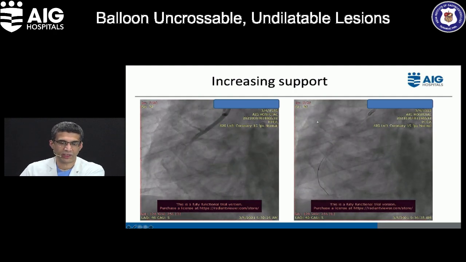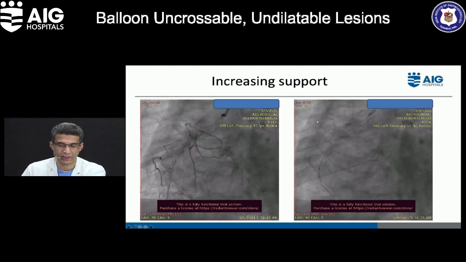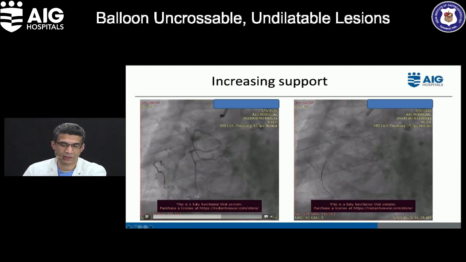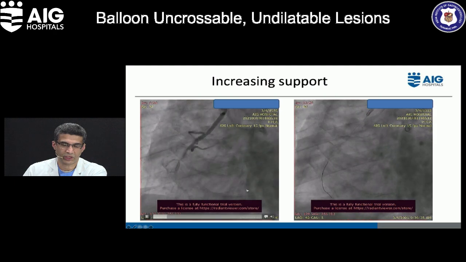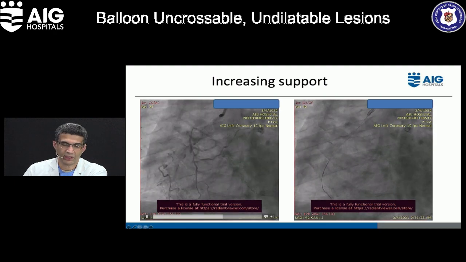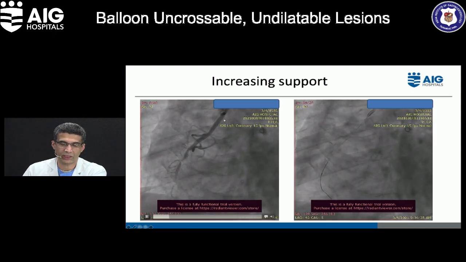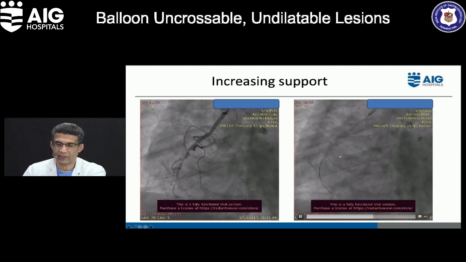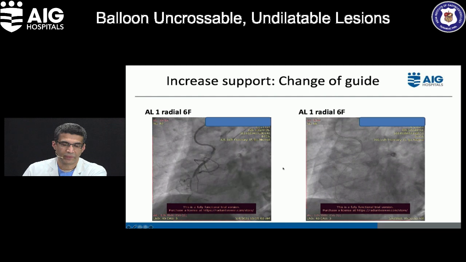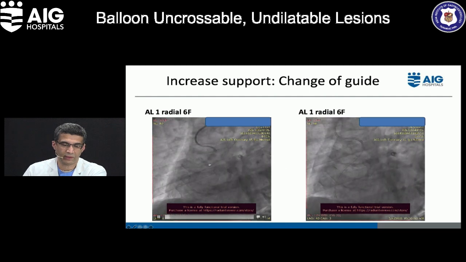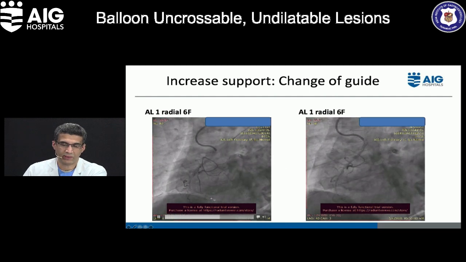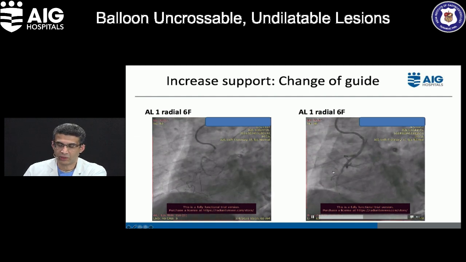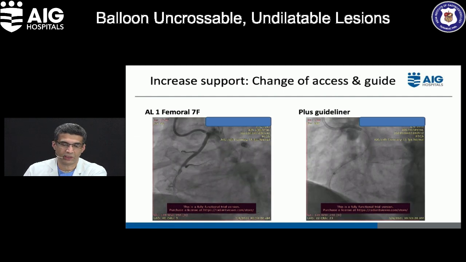So this is just to illustrate how a change in the guide catheter can help us. You can see here, this is an anomalous right coronary artery with a kind of functional CTO. Initially it was through a radial route with an AR1 guide. AR1 was sitting very well, but there was hardly any hardware which was going in. Then an AL1 was used. Again, AL1 was sitting in, but after the wire crossed and the initial balloon dilatation, again there was no support and the whole hardware was actually coming out.